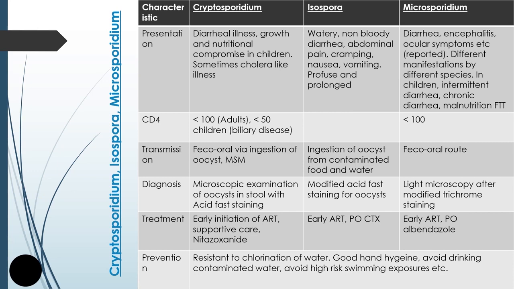Diagnosis is done by specific microscopic examination and staining with specialized stains. For example, for cryptosporidium, acid-fast staining is done. Modified acid-fast staining is done to see oocysts in isospora, and light microscopy is performed after modified trichrome staining. Treatment is supportive, and in all cases, early initiation of ART is recommended. Cotrimoxazole orally can be given in isospora, and albendazole can be given in microsporidium. Cryptosporidium can be treated with nitazoxanide.